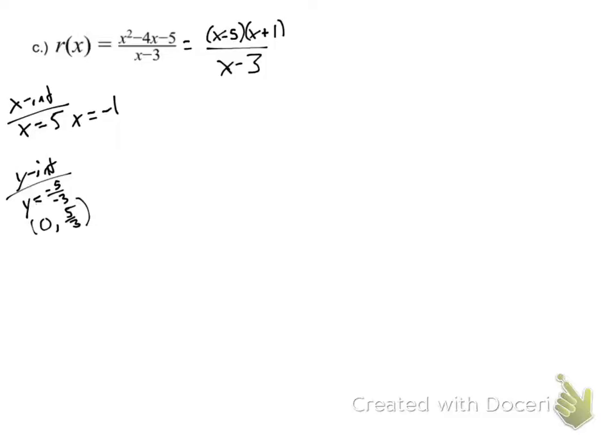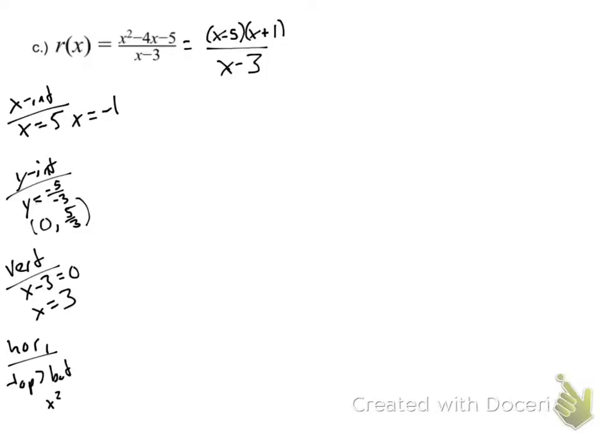Next, vertical asymptotes. X minus 3 equals 0. So x equals 3. Horizontal. Top's bigger than bottom. So top bigger than the bottom. So therefore, long division.